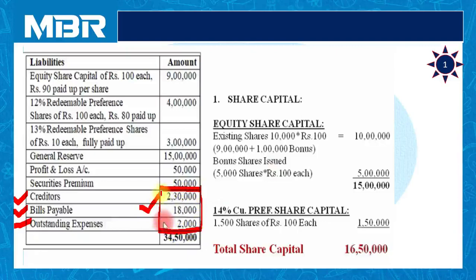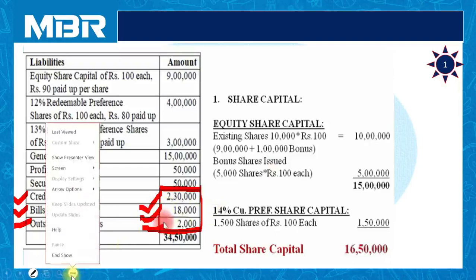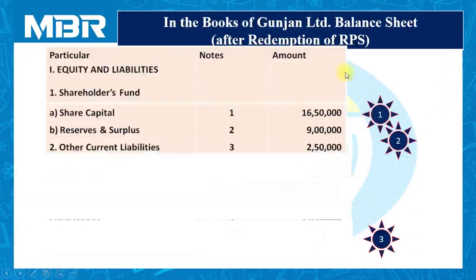2,30,000 for creditors, 18,000 rupees for bills payable, and outstanding expenses for 2,000. So the total amount of current liability is 2,50,000, that you can present over here. Other current liabilities, number 3, 2,50,000.